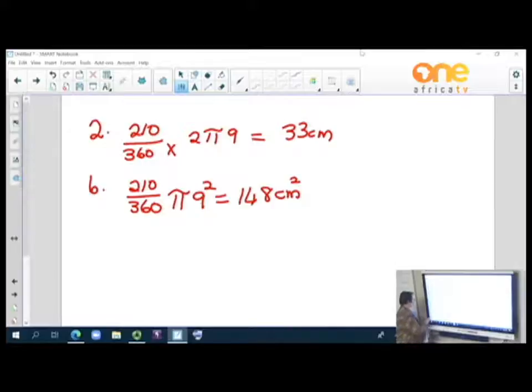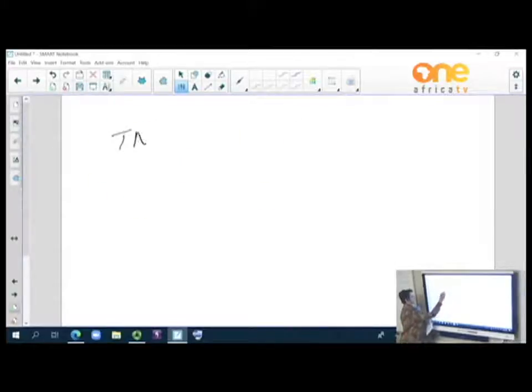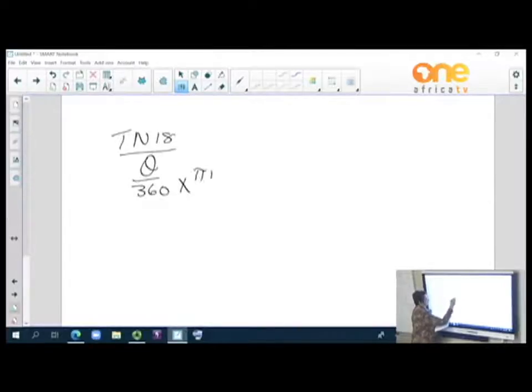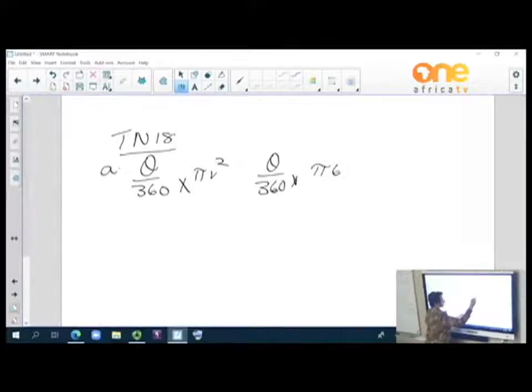So, try now 18. Nice mixed exercises that we have here. Copy and complete the table. We're working with our formula, theta over 360 of pi r squared. This is what you're dealing with here. So you must find the angle. So it is then theta over 360 of pi 6 squared is equal to 25.